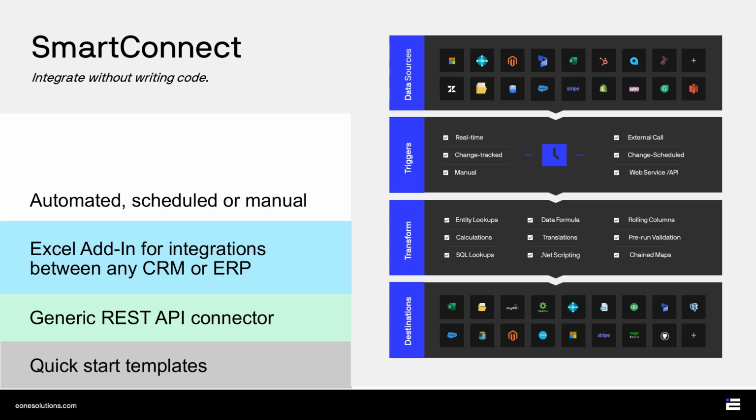And on that second tier there, we have our different triggers that we can use. And we could spend all day just talking about the triggers and the functions and when to use what. But in the Business Central space, the most popular trigger by far is the change track trigger. And that's what we're looking at today. But we do also support real-time and manual-based triggers.